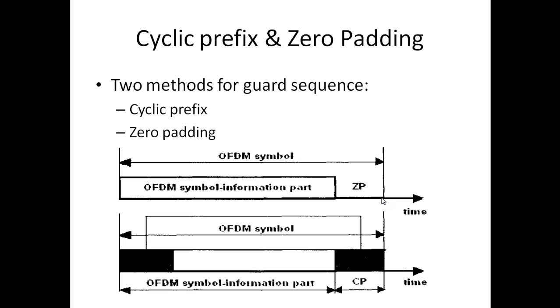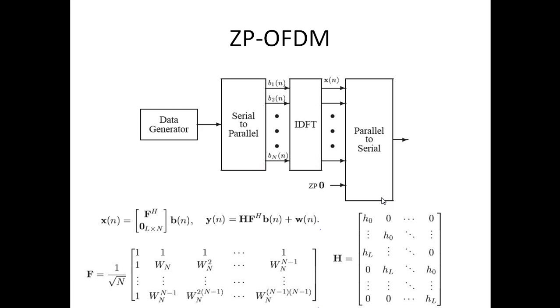Zero padding being a simpler technique is gaining more popularity, and the main reason behind it is its simplicity. In this project, I have employed a zero padded OFDM system. So again, discussing the transmitter part here, after the modulation using the IDFT block, we zero pad the vector x to get the signal to be transmitted. So x of n is generated as given by this equation.